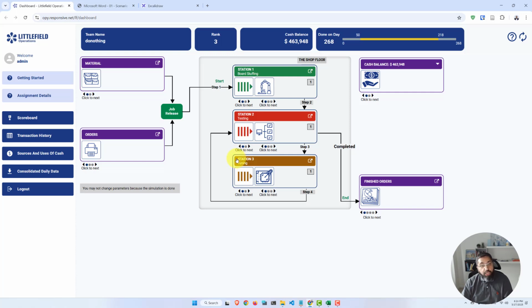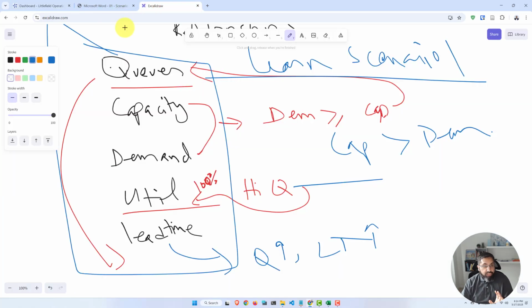So that is all for this video. Watch this carefully, take notes. As long as you understand these relationships between queues, capacity, demand, utilization, and lead time, you should be fine.